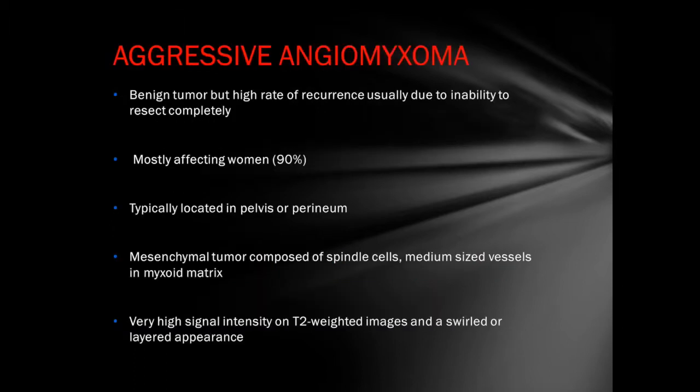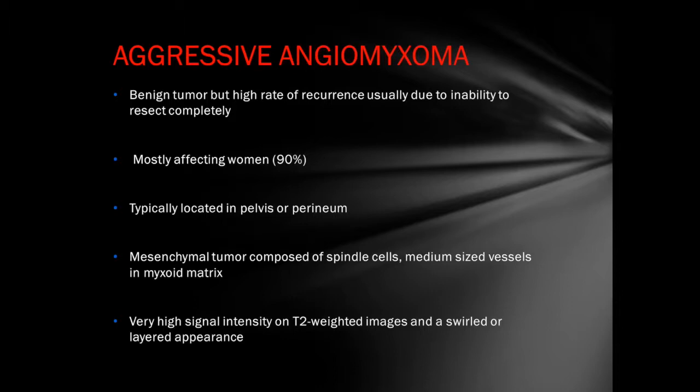These are benign tumors, but they have a high rate of recurrence due to the inability to resect them completely. They don't metastasize. Distant metastases are exceedingly uncommon, if at all. It's predominantly a finding in women, affecting women 90% of the time. As I said, the pelvis and perineum are typical locations, particularly the ischiorectal fossa. And it's a mesenchymal tumor composed of spindle cells, medium-sized vessels, and a myxoid matrix.